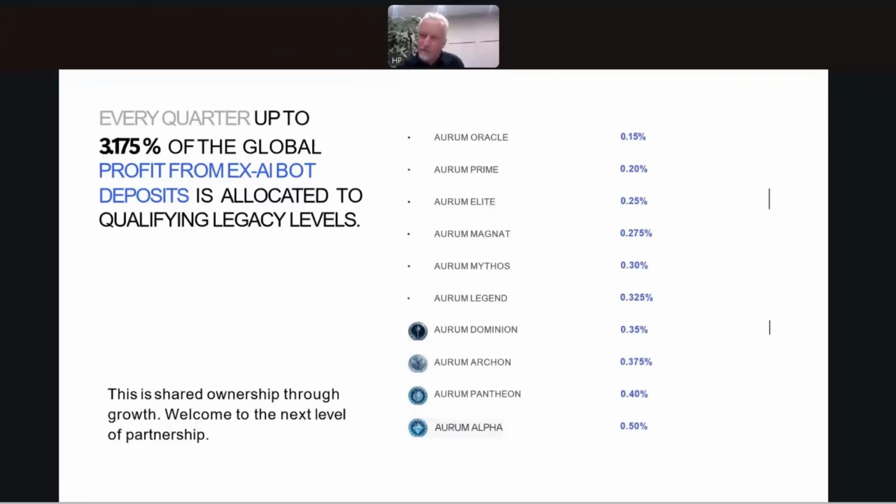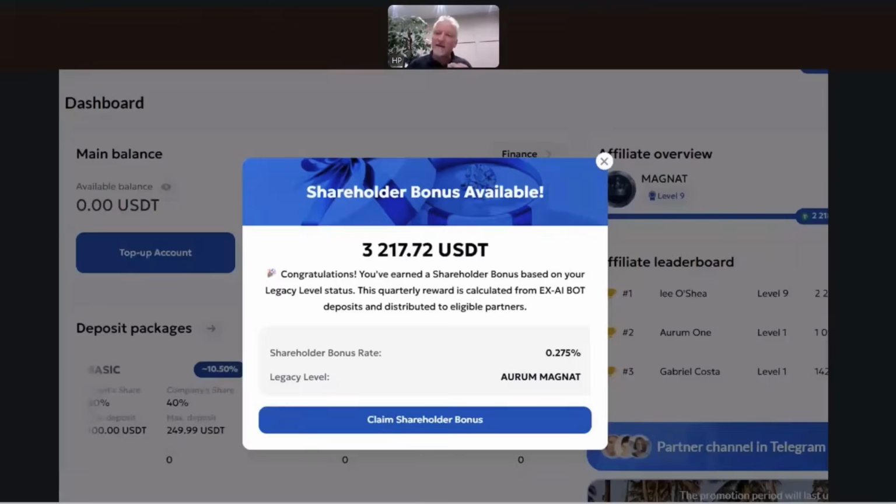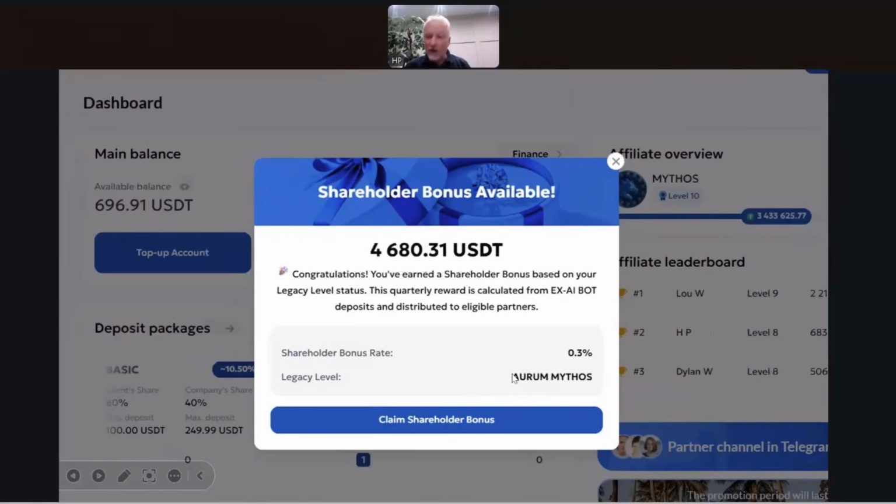It's not just his own team. But of course, I'm sure Lee will make his way up to Legend and get a bigger share and a bigger share and a bigger share. So that's something to drive for. That's something we don't cover on the Zooms. We don't cover that on the presentation. Here's Magnet, who got paid a 3,200 bonus. All you do is click the shareholder bonus. And Mythos got a 4,680 bonus just out of that share. And this is going to get bigger and bigger and bigger.